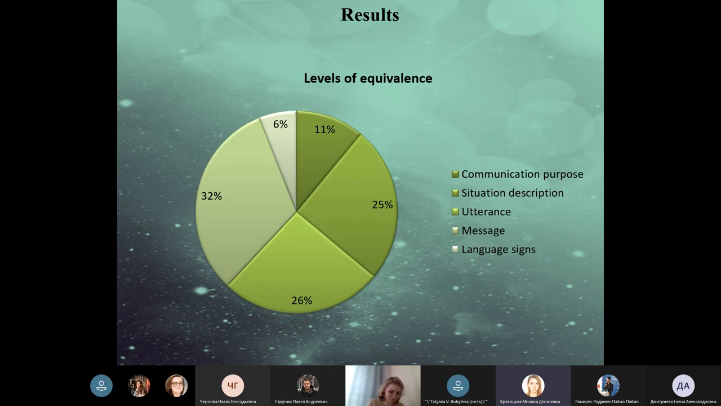Herein, achieving the equivalence levels was distributed as follows. 33 units reached the message level, 25 the utterance level, 25 the situation description level, 11 communication purpose level, and 6 language sense level. Such distribution appeared due to the fact that the Russian language lacks equivalents that would coincide in the syntactic form, national coloring, and created mental image, since every nation has its own extralinguistic factors affecting the vocabulary and idioms. The message level is enough to translate the most part of the utterance, however, some stylistic shades may get lost in the process of translation.